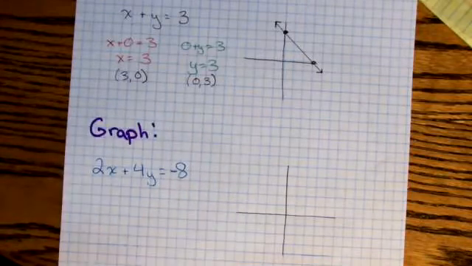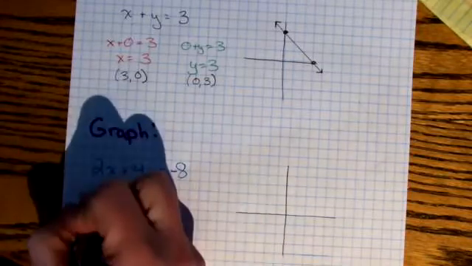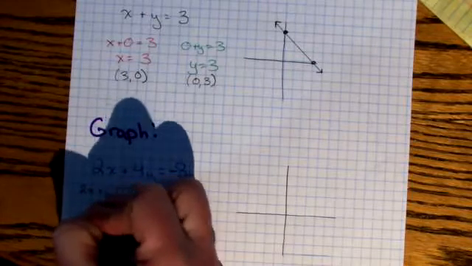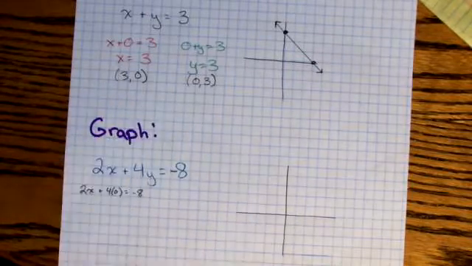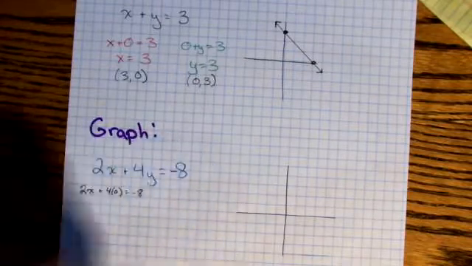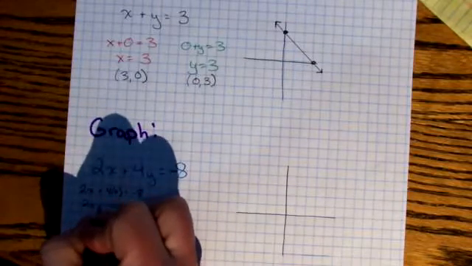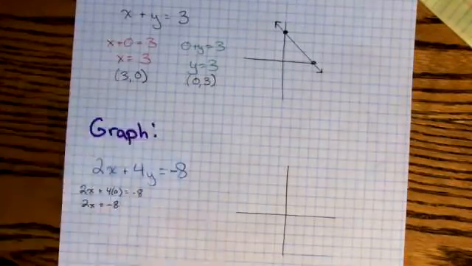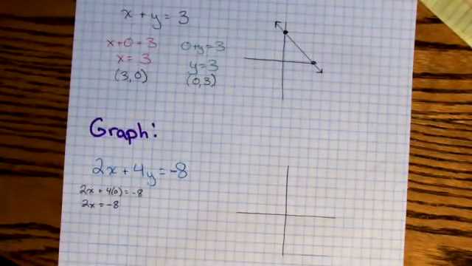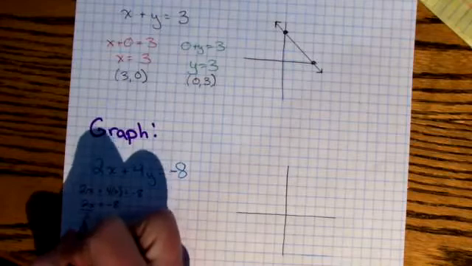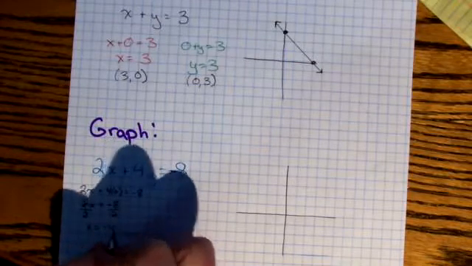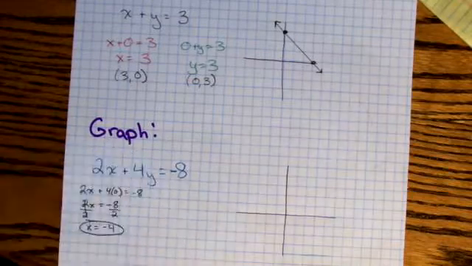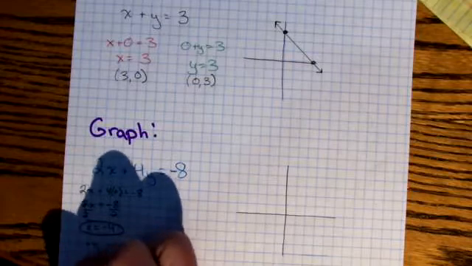To find the x-intercept, we plug 0 in for y. So we have 2x plus 4 times 0 equals -8. Well, 4 times 0 is 0. So we have 2x equals -8. I haven't gotten x by itself. Divide by 2, divide by 2. So x equals -4. So we have the point -4 comma 0.